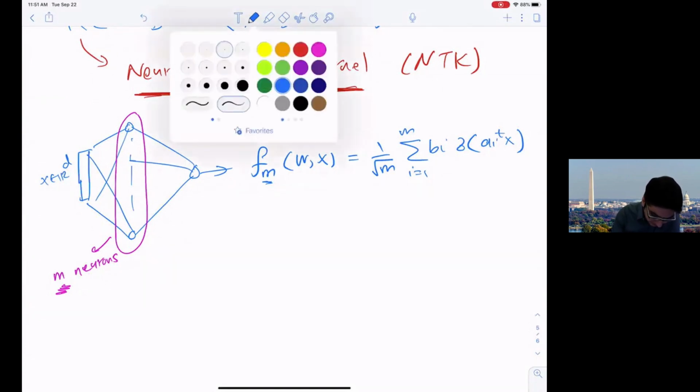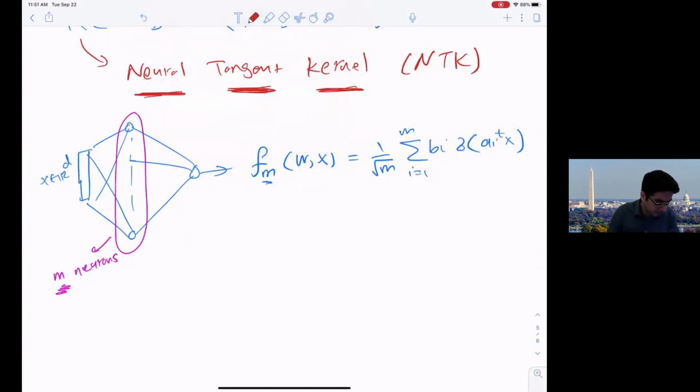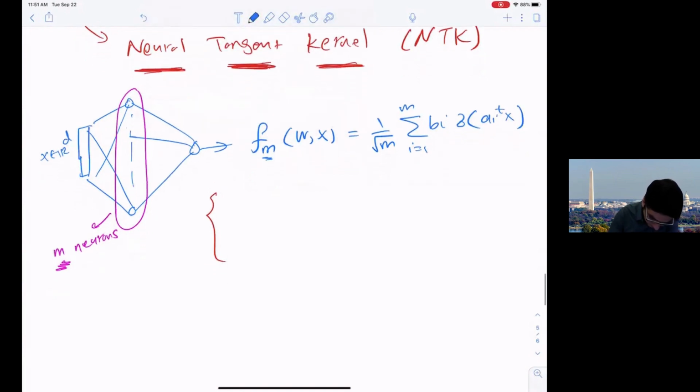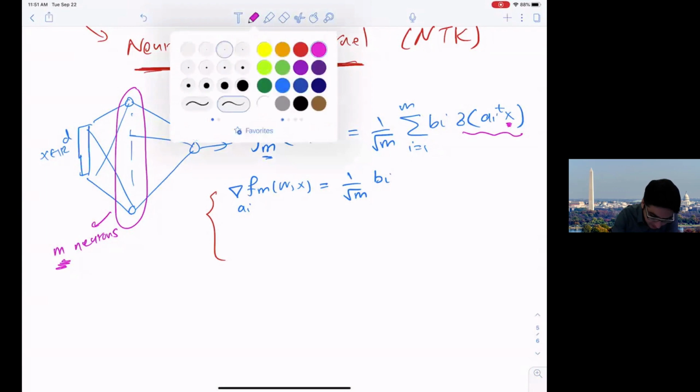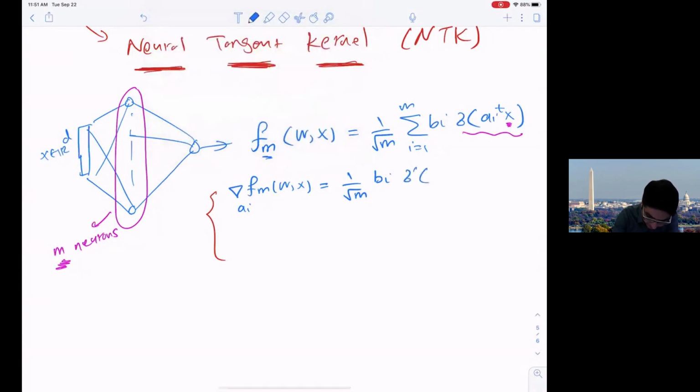So let me look at the gradient computation of this function with respect to, let's say, a_i. So what is the gradient with respect to a_i? We'll have just one term. So we have 1 over square root of M, we have b_i. So the gradient of this guy with respect to a_i will be σ prime of a_i transpose x times the gradient of the inside, which is basically just x. So it will be σ prime of a_i transpose x times x.